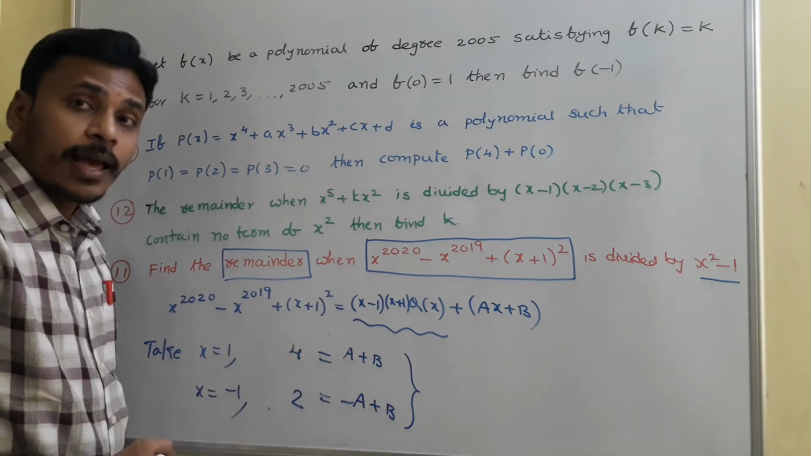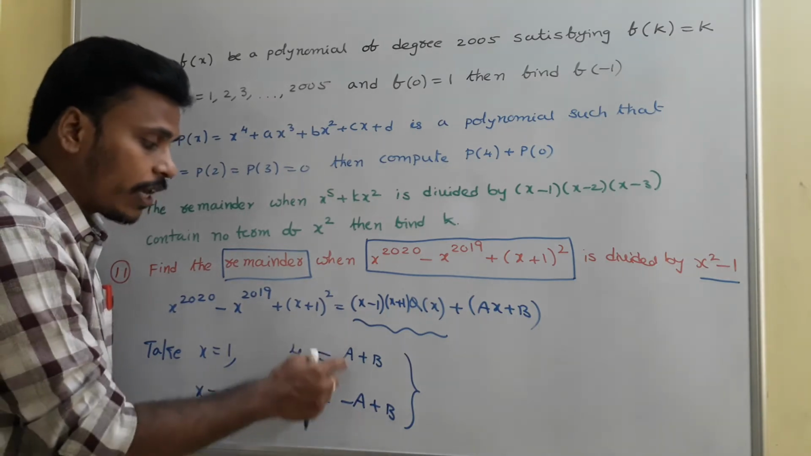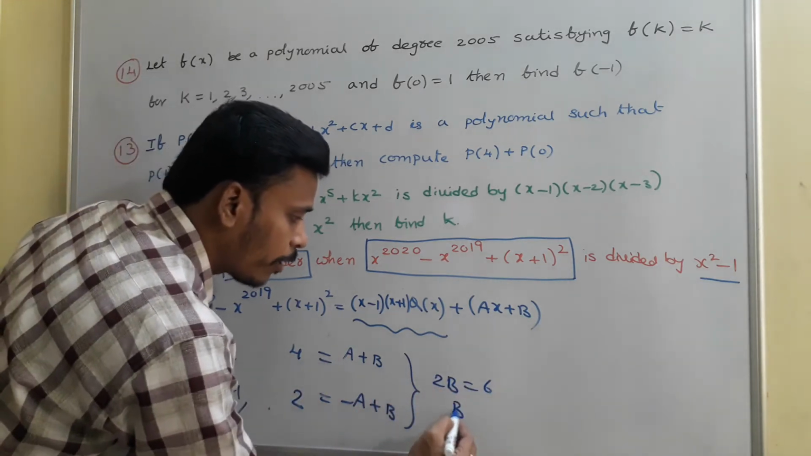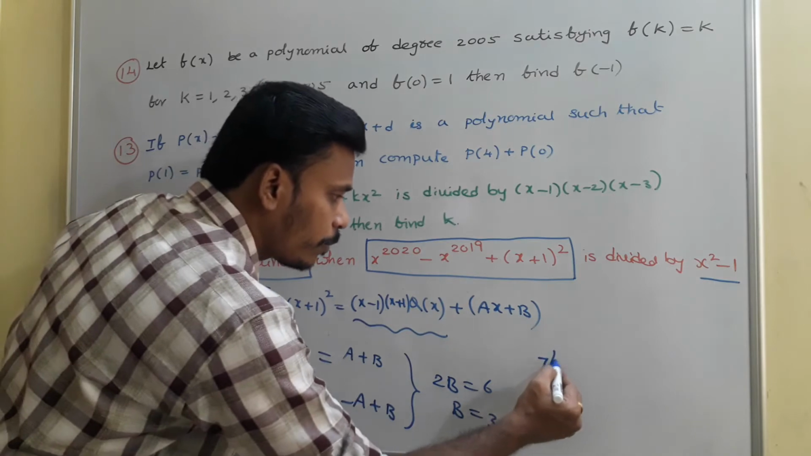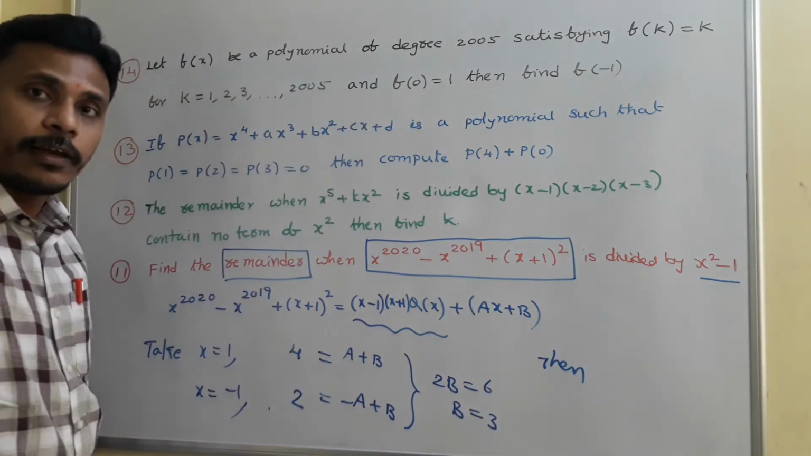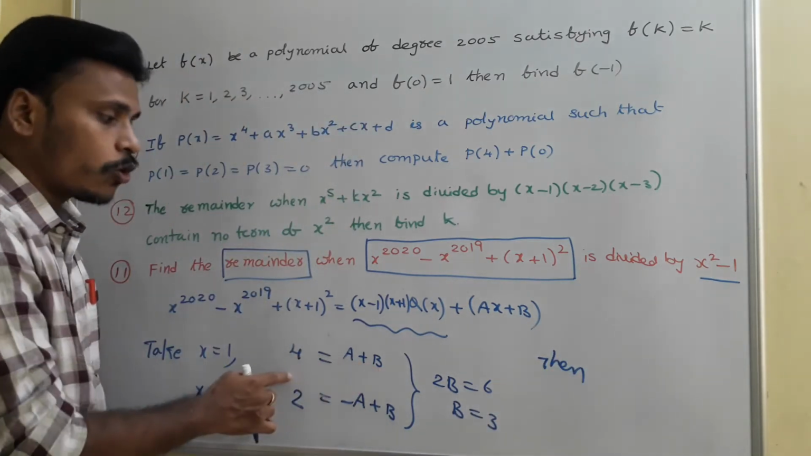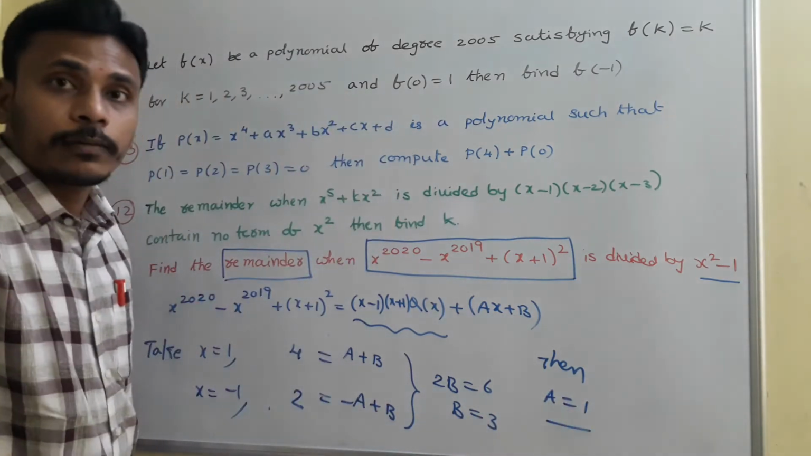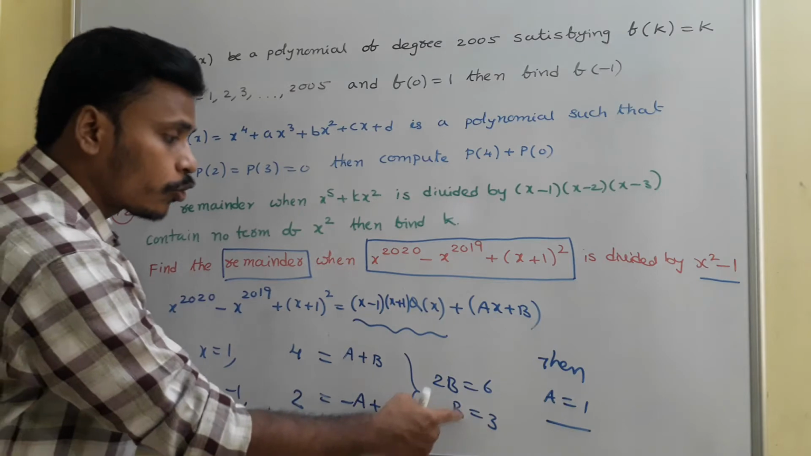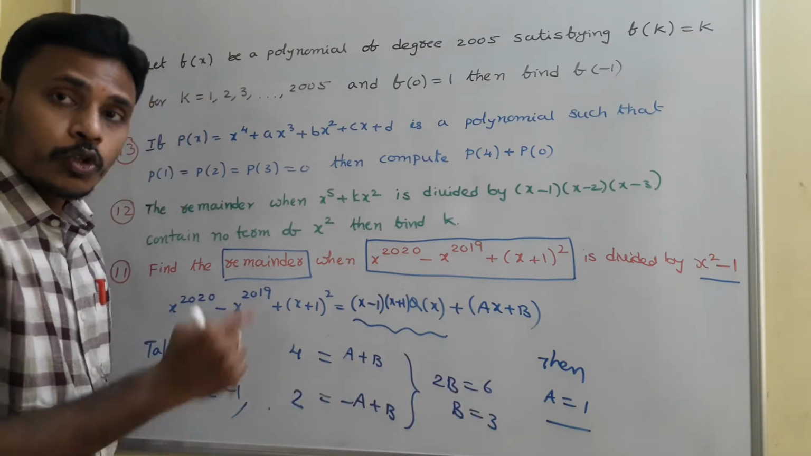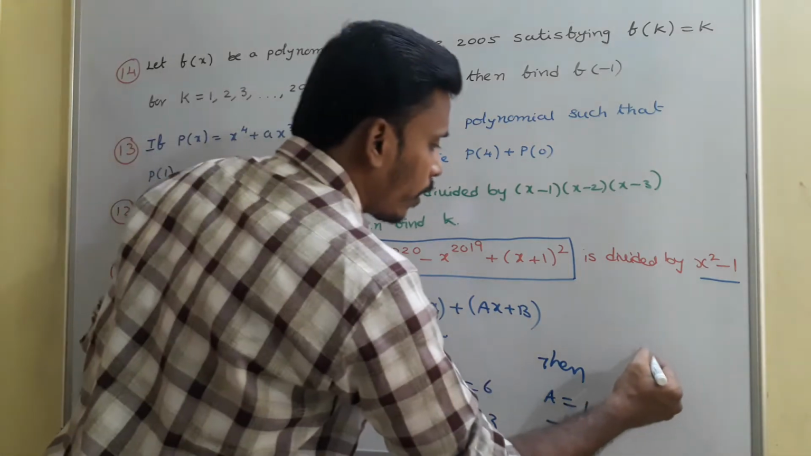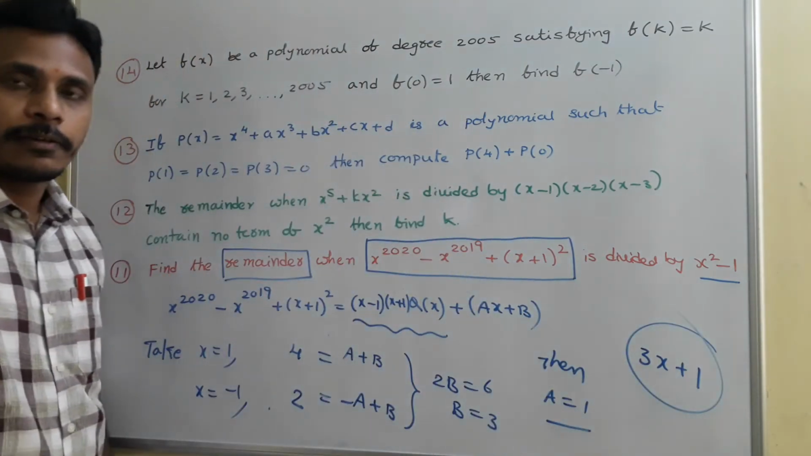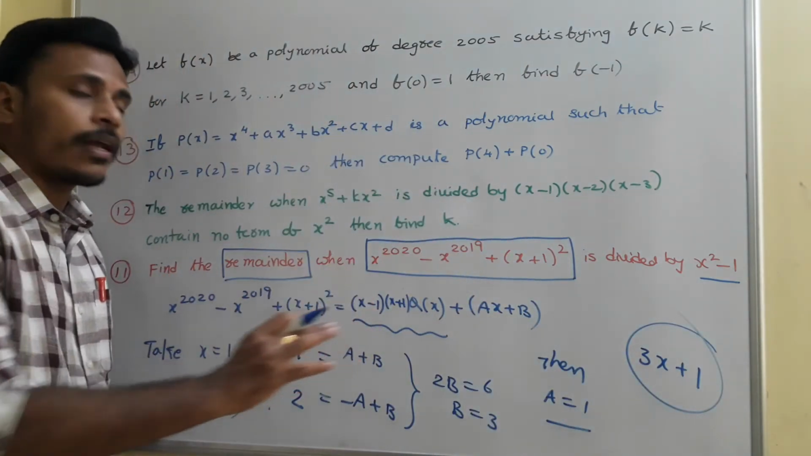Add these two. What will happen? If you add these two, a will get cancelled. You will get 2b = 6 and b = 3. Since b = 3, what do you say about a? a + b = 4, so since b = 3, you get a = 1. So b = 3, a = 1. Then what is the remainder? 3x + 1 is the remainder.